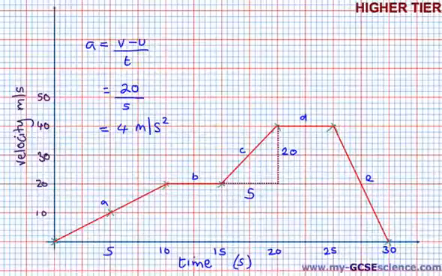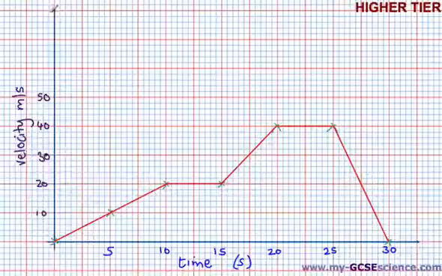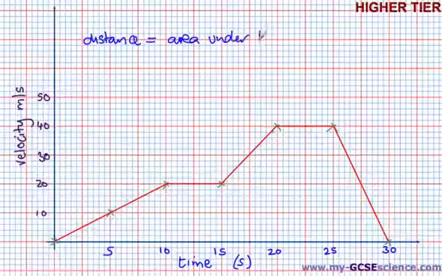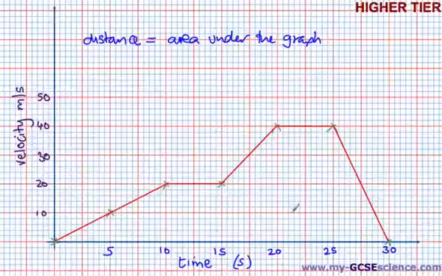Now, the second thing that you need to be able to do is to calculate the distance travelled. The distance travelled is the area under the graph. Okay, so if you calculated all the area underneath this graph, that would give you the distance travelled, and we could do it for various parts.